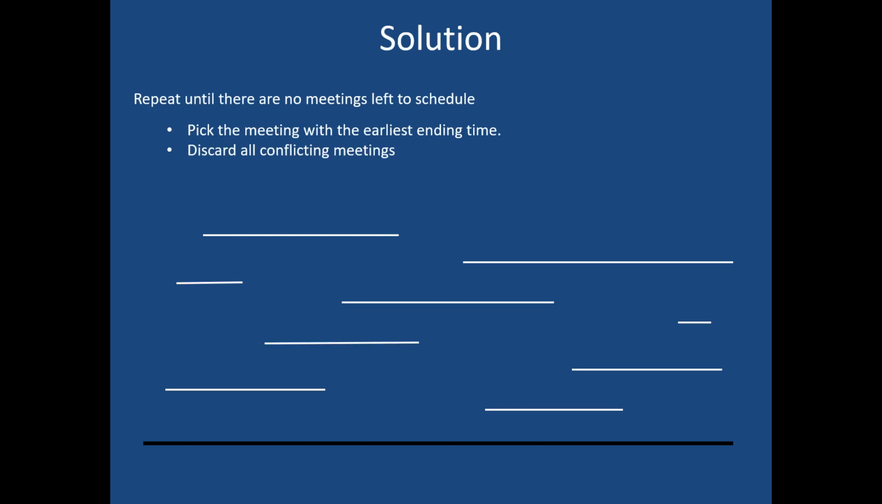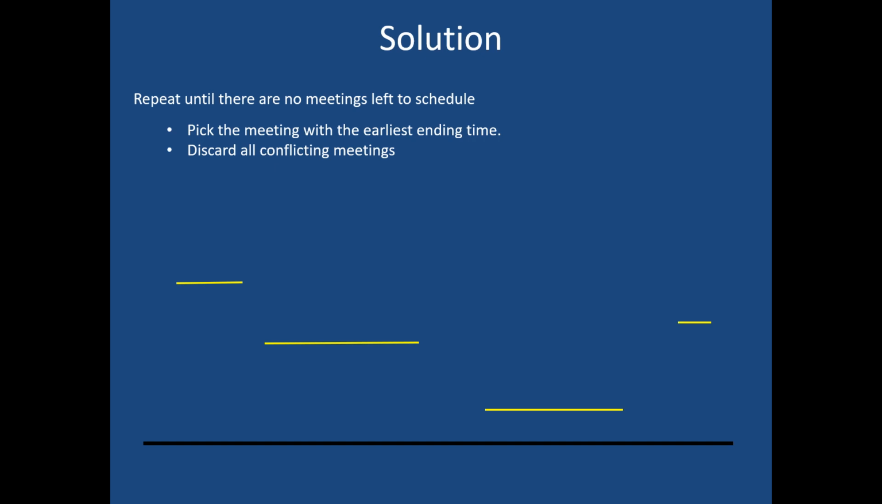Okay, so that's what I'm saying. Pick the meeting with the earliest ending time, discard all conflicting meetings, and then repeat until there's none left to schedule. So that's what we did. That's the earliest ending time. We throw away the conflicting ones. That's the earliest ending time.